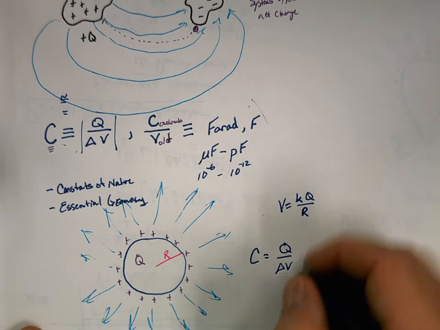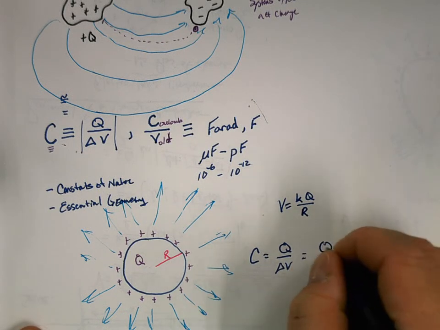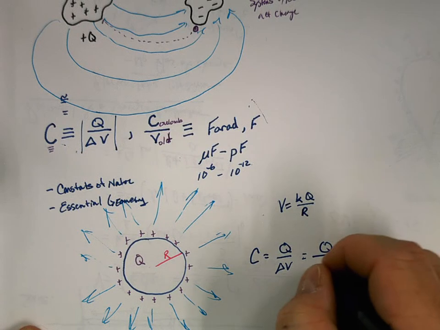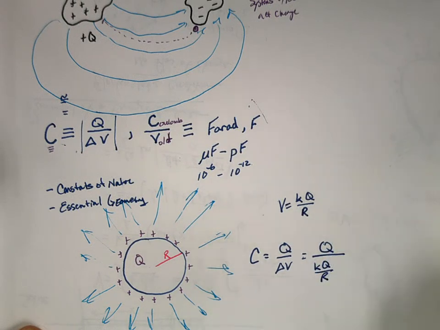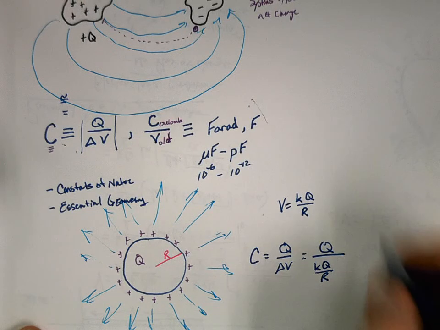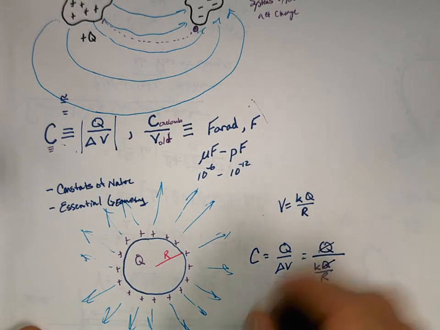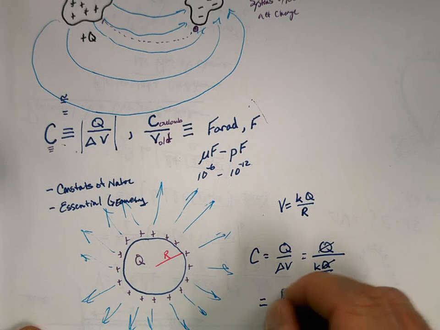and this becomes Q over KQ over R. Yeah? Our Q's will cancel, and this becomes R over K.